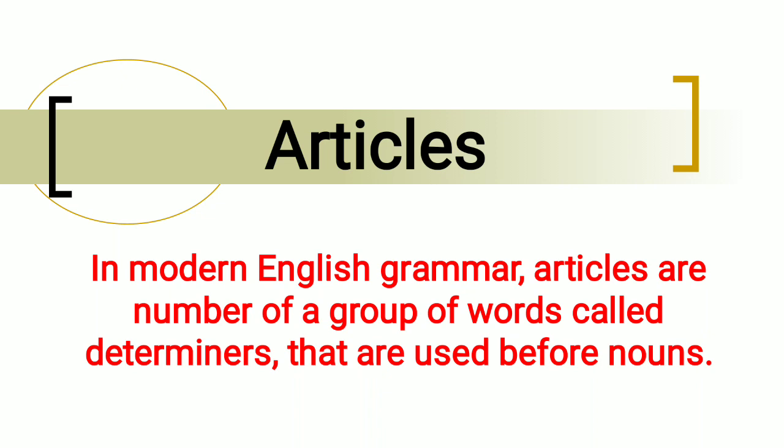Today, in this video session, we are going to deal with a grammar part, and the title of today's grammar part is articles. A, an, and the. These are the articles in English. In modern English grammar, articles are a group of words called determiners that are used before nouns. It means generally articles come before nouns and they play the role of determiners. So let's see how to use the three articles a, an, and the.